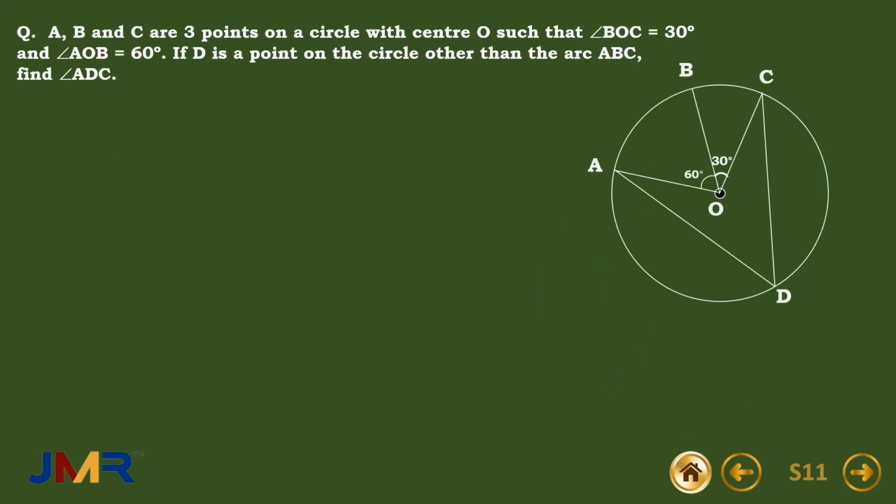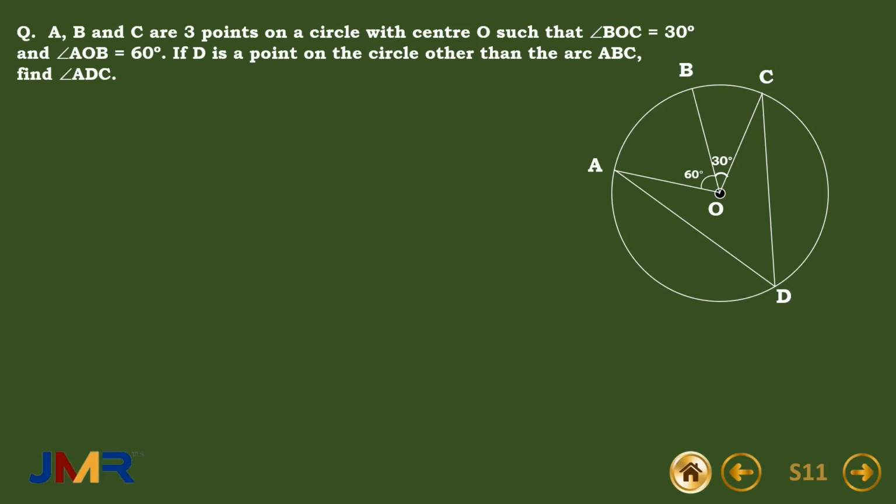Now let us do one more problem. Here, A, B, C are the 3 points on the circle with the center O. Angle BOC is 30 degrees. Angle AOB is 60 degrees. If D is any point on the circle other than arc ABC, find angle ADC.